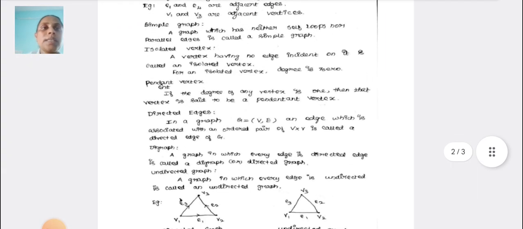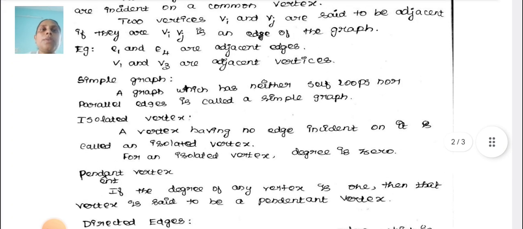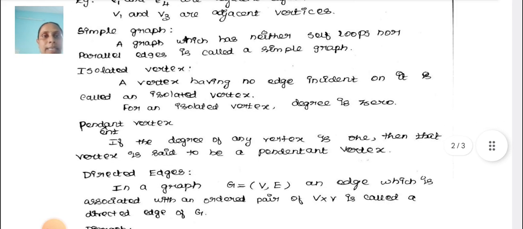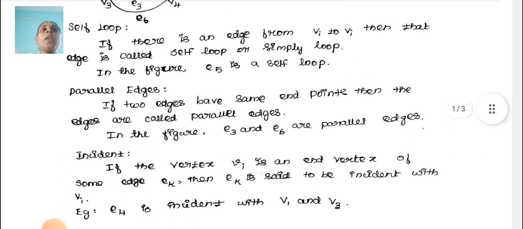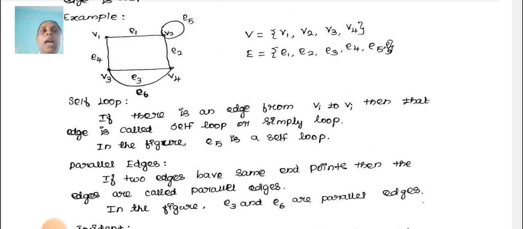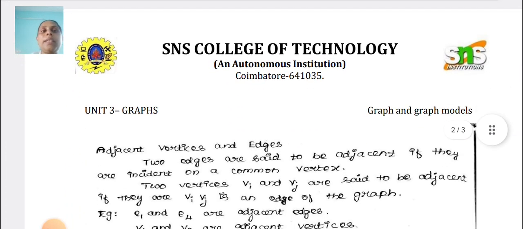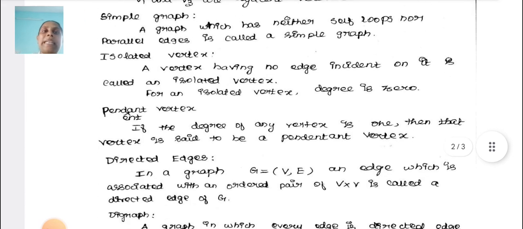Okay, next, we have to see the simple graph. A graph that does not have a self loop or parallel edges is called a simple graph. Next, isolated vertex. A single vertex with no edges is called an isolated vertex. Next, pendant vertex. If the degree of a vertex is one, it is a pendant vertex. In this graph, V1 has degree 2 and V3 has degree 2. A vertex having degree 1 is called a pendant vertex.